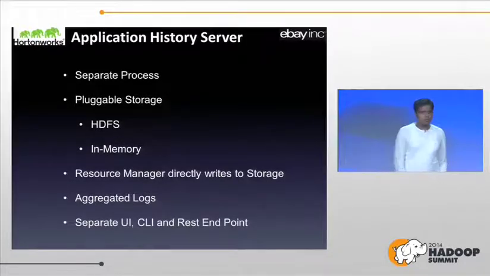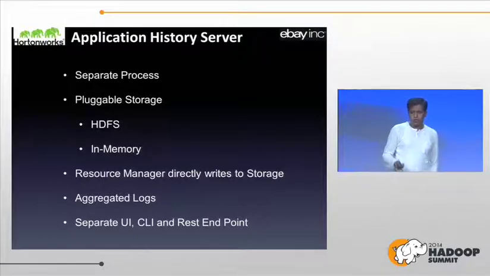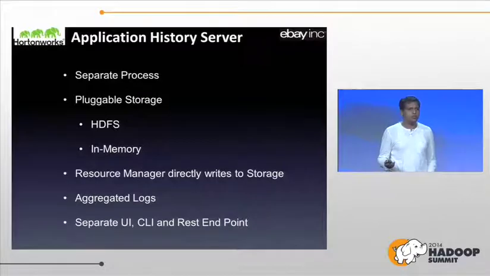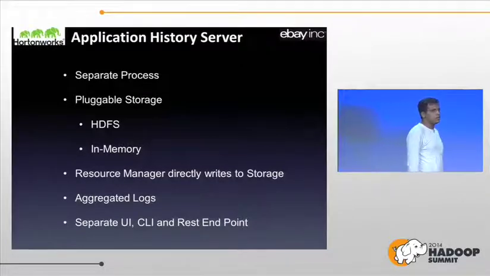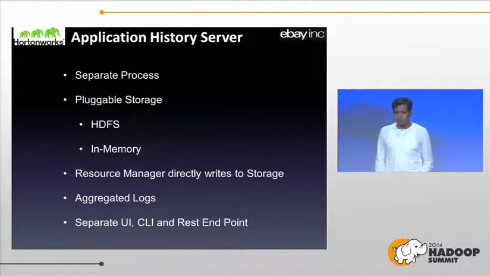We have three interfaces for accessing the application history server: the UI, a command line interface, and a REST endpoint. There is a REST endpoint for the service, so you can get all this data through the REST APIs.